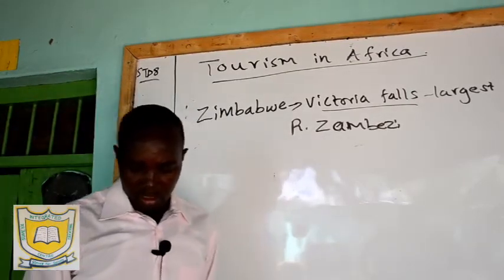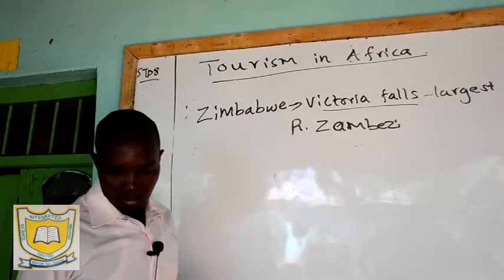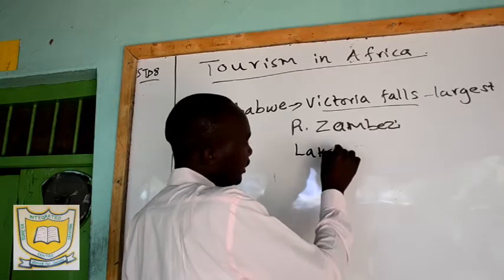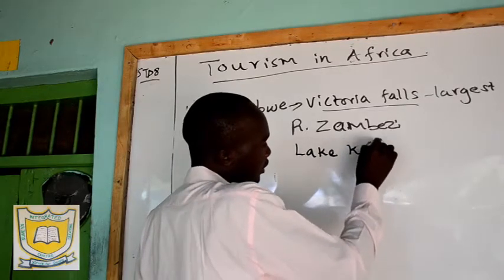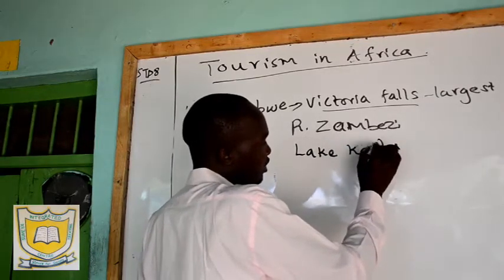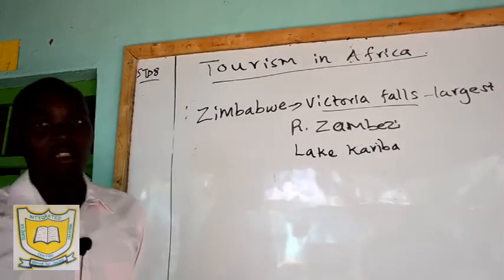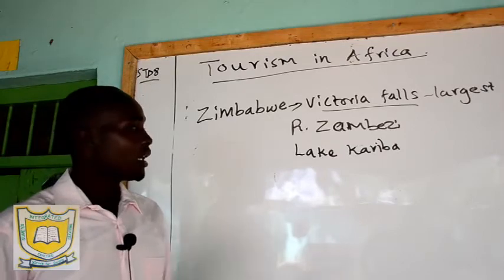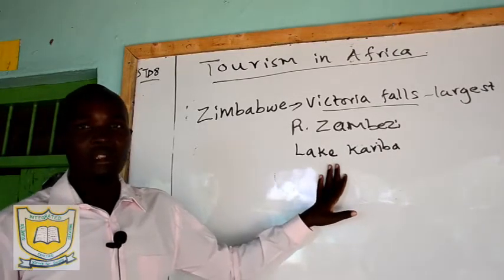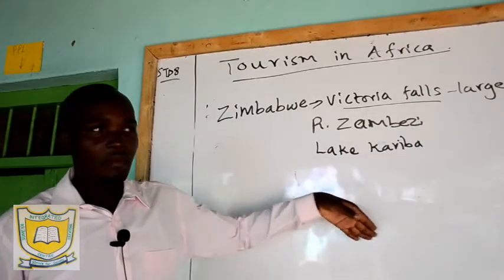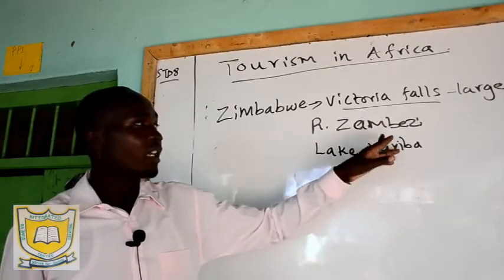And then we have also another one called Lake Kariba. Lake Kariba is one of the largest man-made lakes in the world. Lake Kariba is just behind Kariba Dam. Kariba Dam is also found on River Zambezi along the border of Zimbabwe and Zambia. So you'll find it there.